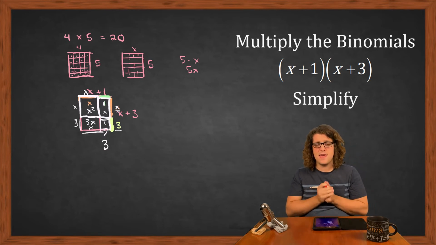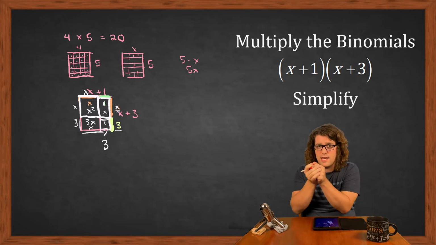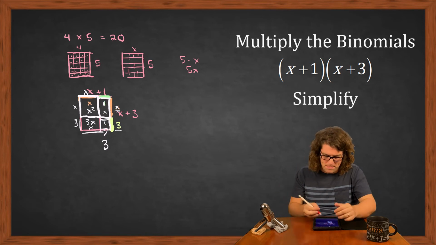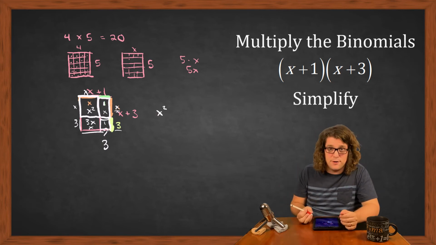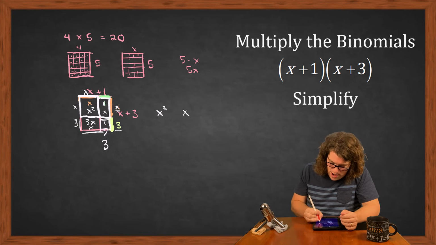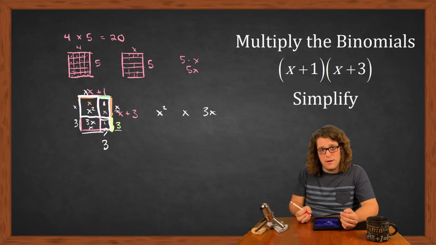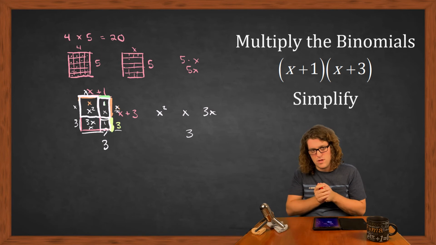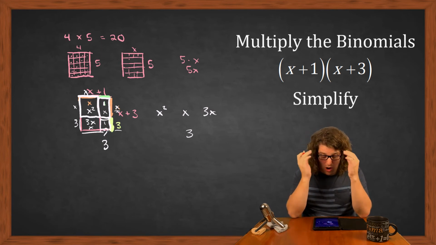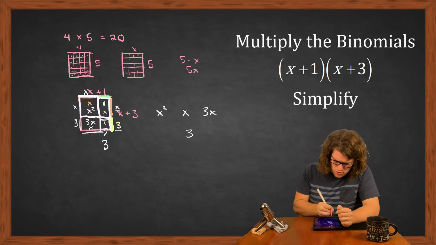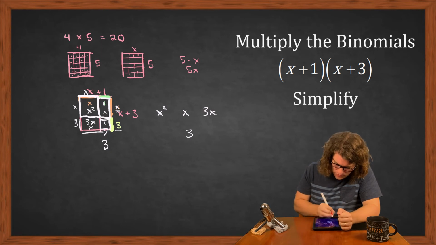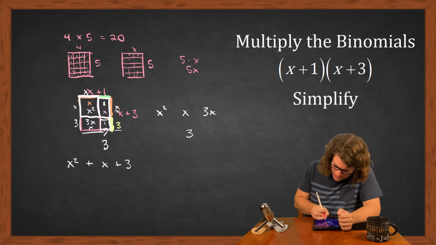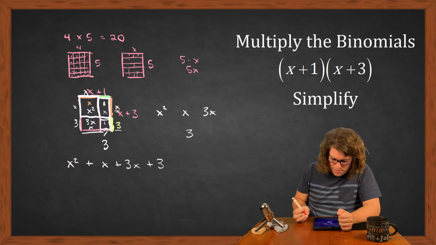So I have the area of each of these 4 little rectangles that are making up my larger one. I have x squared for the first one. I have a single x for the one in the top right. I have 3x for the one in the bottom left. And I have 3 as my last one there in the bottom right. So the total area here would be those 4 pieces all together. So it would be x squared plus x plus 3x plus 3.